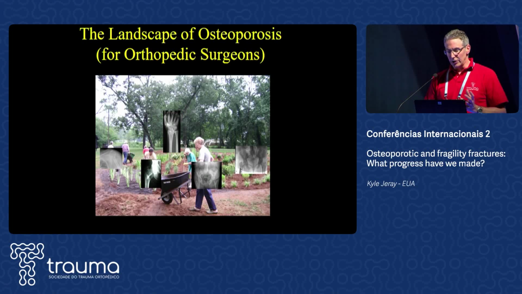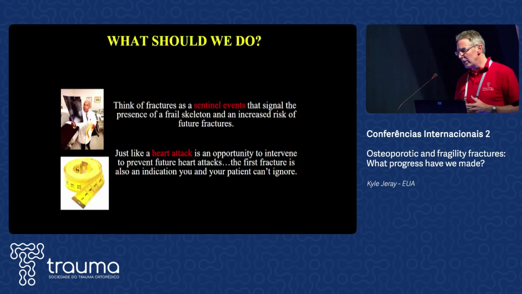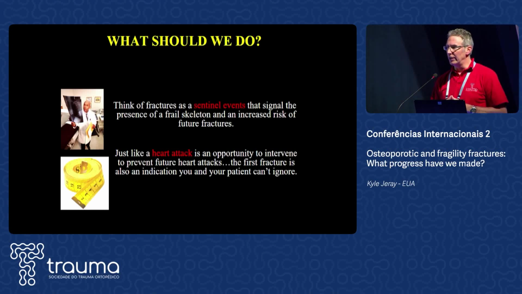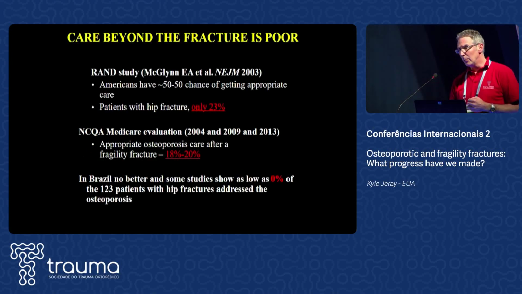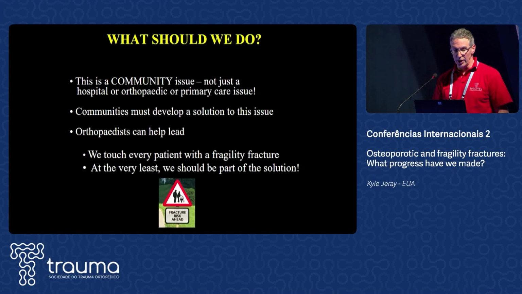So the question is, as orthopedic surgeons, what do we need to do? Well, these fractures, like a hip fracture, I think are sentinel events. And these sentinel events should tell us that there's something else going on with the patient and not just the fracture. The problem is we're typically not addressing it. These are some numbers in the United States and Brazil, and patients that have these fragility fractures are very rarely being addressed with osteoporotic medications or appropriate referrals to have that part of their bone disease treated.